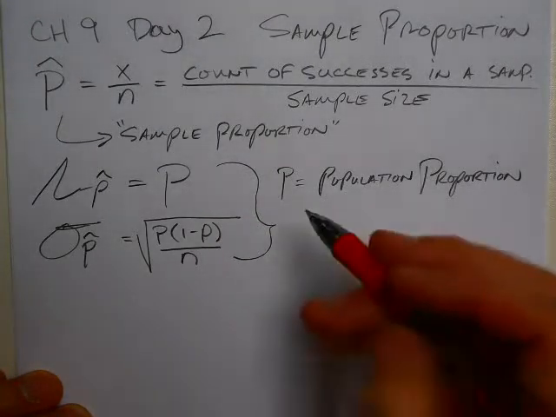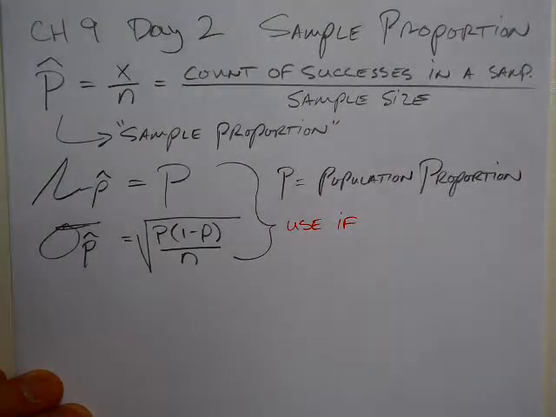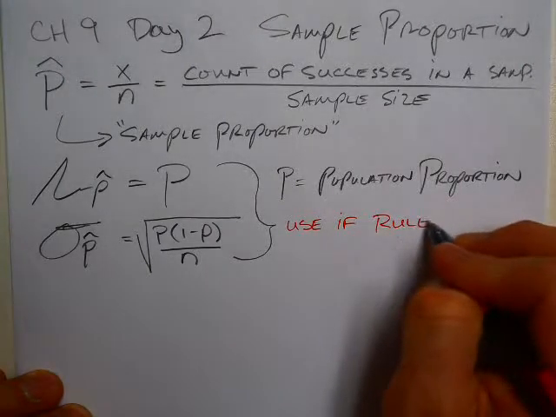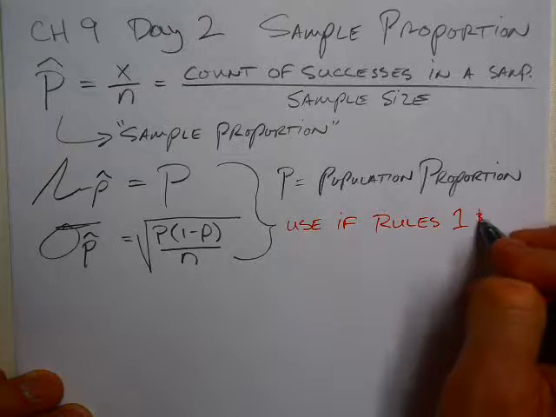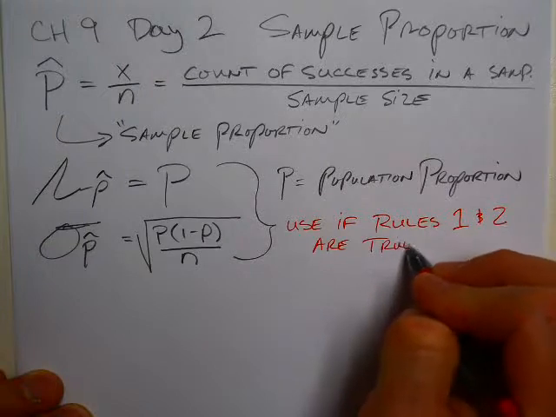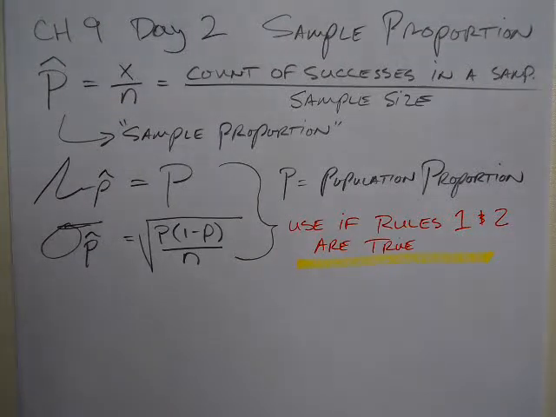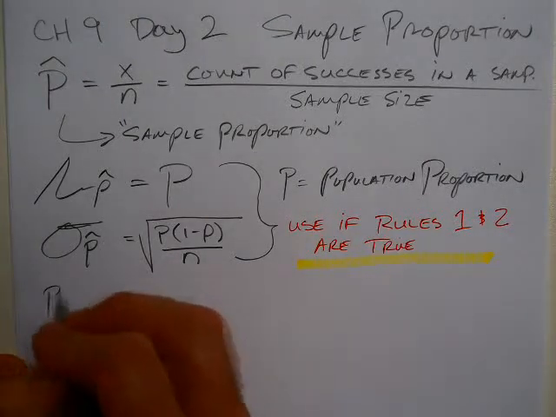And these two guys we can use if rules 1 and 2 are true, or satisfied. Now, you don't know what rule 1 and 2 is yet. Actually, we've kind of seen them before, but it's been a little while. Always makes me think of Thing 1 and Thing 2 from Dr. Seuss, right? Rule of thumb number 1.